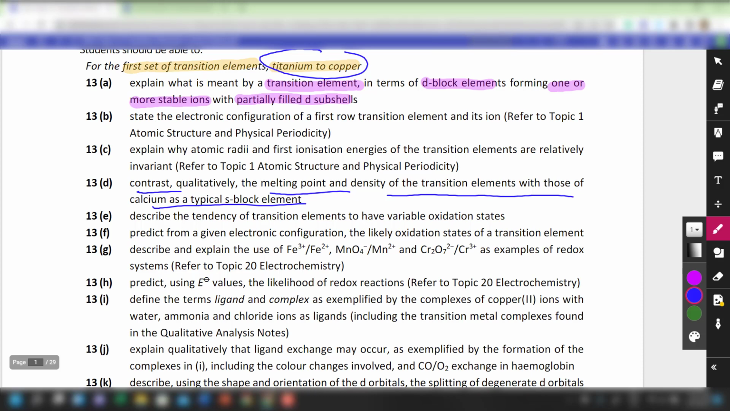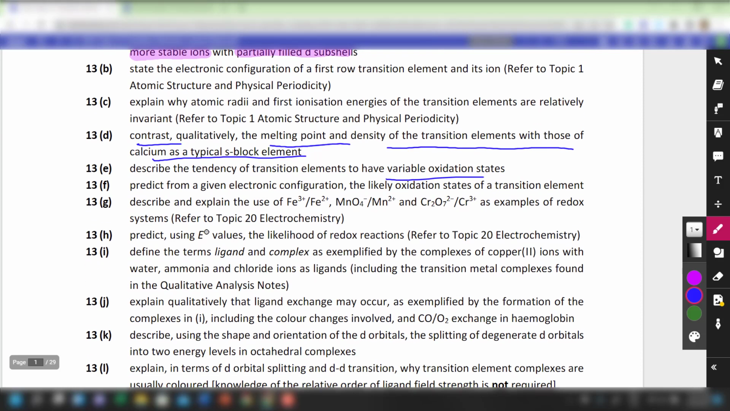And transition elements tend to have variable oxidation states. And then of course, predict from a given electronic configuration the likely oxidation state of the transition element. This is not easy, honestly. In most cases, oxidation states need to be known or studied beforehand before you can apply them confidently. Of course, not all. There are cases which will ask you to predict, but that tends to be quite simple cases.